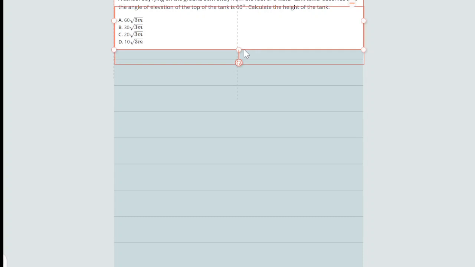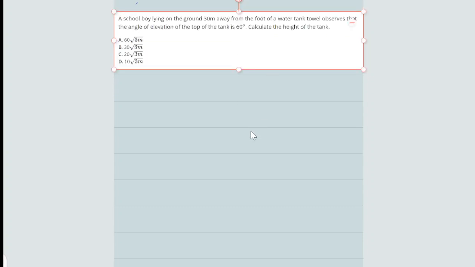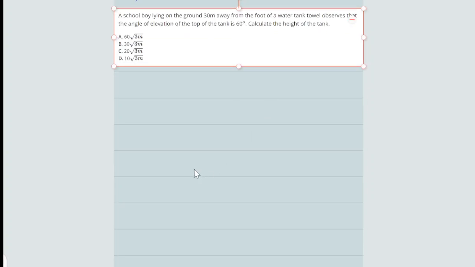You have that a schoolboy is lying on the ground. Maybe the schoolboy is here. Let's say this is the schoolboy. He is lying on the ground away from the foot of a tank tower. Maybe this is the tower. I hope you understand now. He observed that the angle of elevation of the top of the tank is 60 degrees.